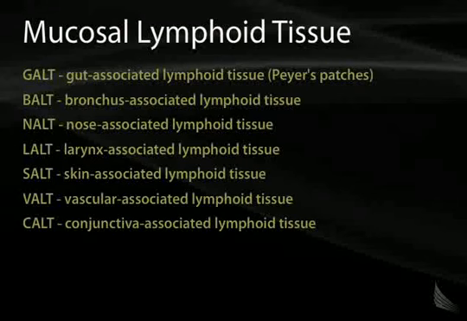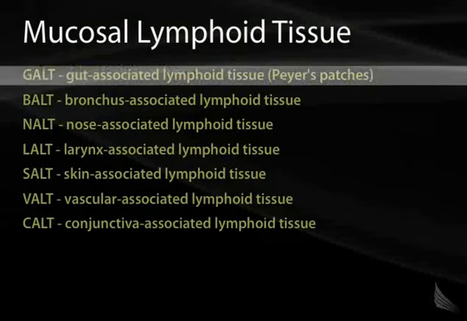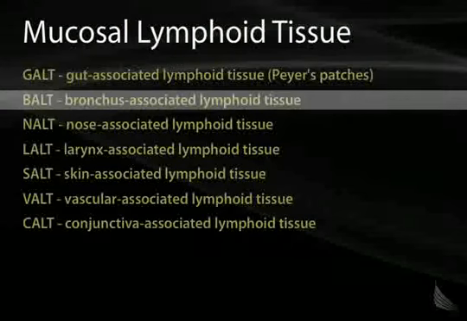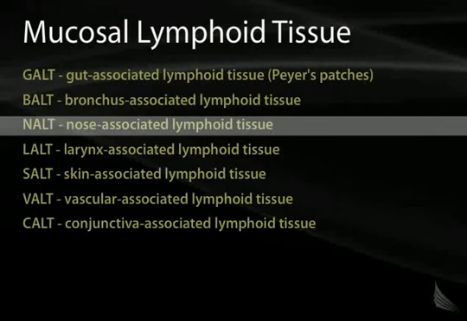Lastly, we have the mucosal lymphoid tissues, and you'll notice that all of these end in ALT. So anytime you see something ending in ALT, that stands for associated lymphoid tissue, and it's found all throughout the body. If it's in the gut, it's called gut-associated lymphoid tissue, or GALT. If it's in the bronchus, it's called BALT. If it's in the nose, it's called NALT, and so on. You get the idea. So anytime you see any of these things, again, you're thinking lymphoid tissue.